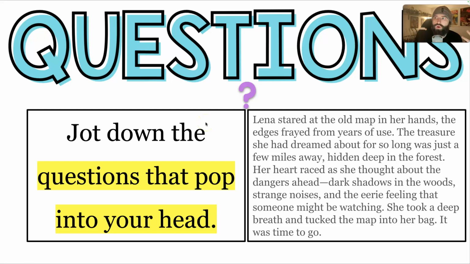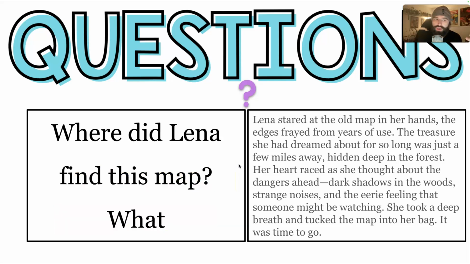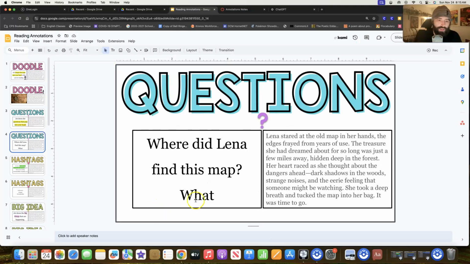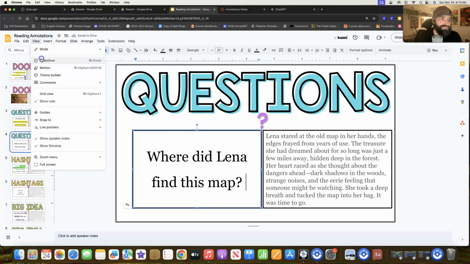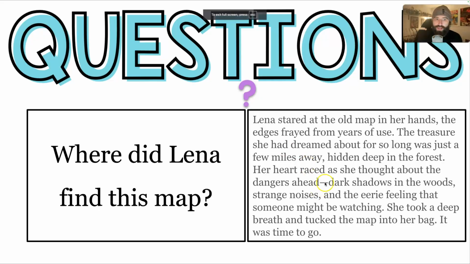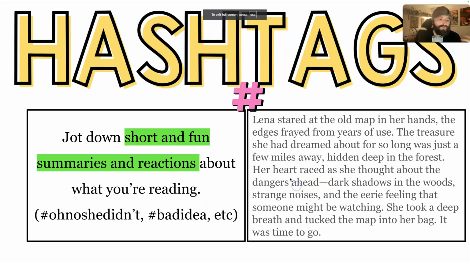Now, our second one here are questions. Questions are just any questions that pop into your head as you're reading. Any possible question, okay? I promise you, it will be useful as long as it's related to the story. So a simple question here is just, where did Lena find this map? Same passage, so where did Lena find this map?